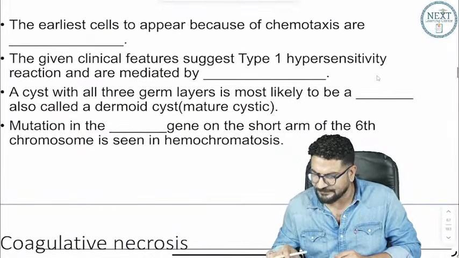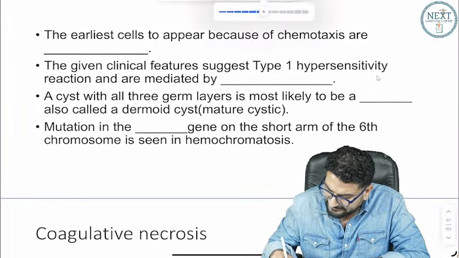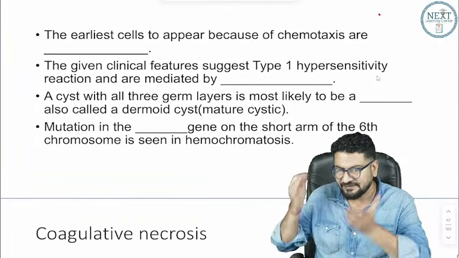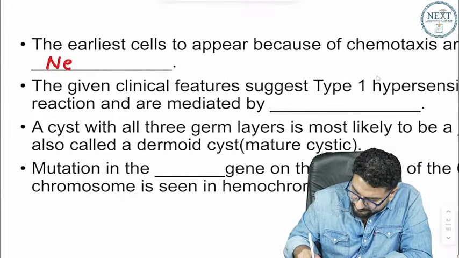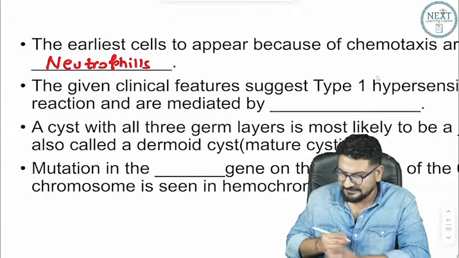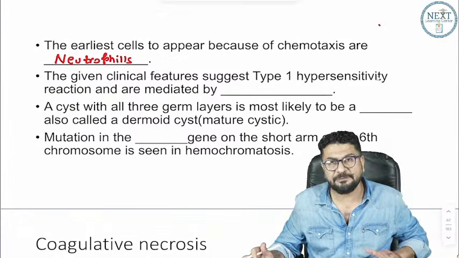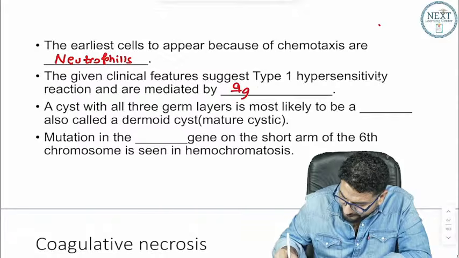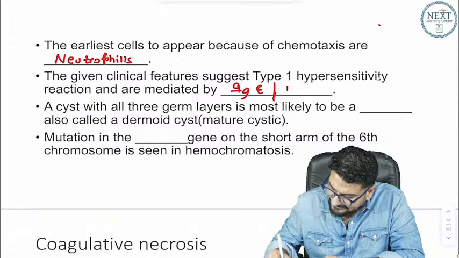Okay, earliest cells to appear because of chemotaxis. Tell me, which cells will appear first because of chemotaxis? In chemotaxis we study about neutrophils. So first cells will be neutrophils. Get my point? Clinical features such as type 1 hypersensitivity reaction are mediated by which cells? If the question is which antibody, the answer is IgE. But if they ask which cells, then the answer will be eosinophils. Simple.